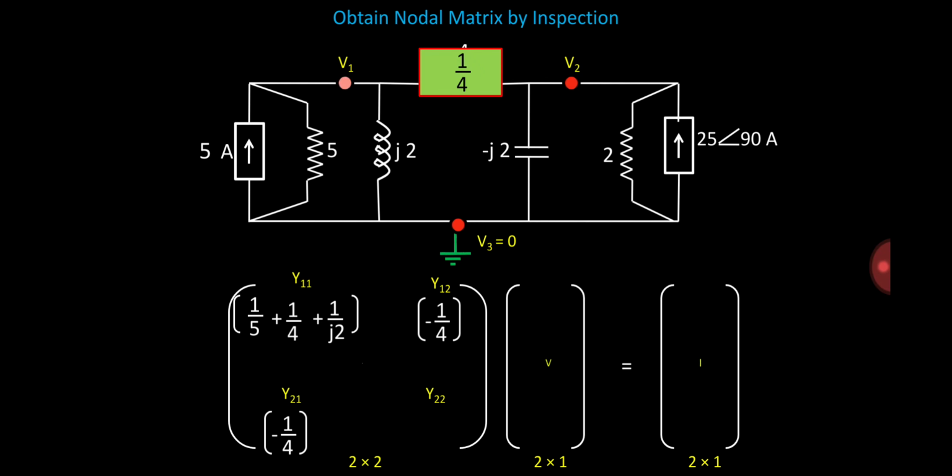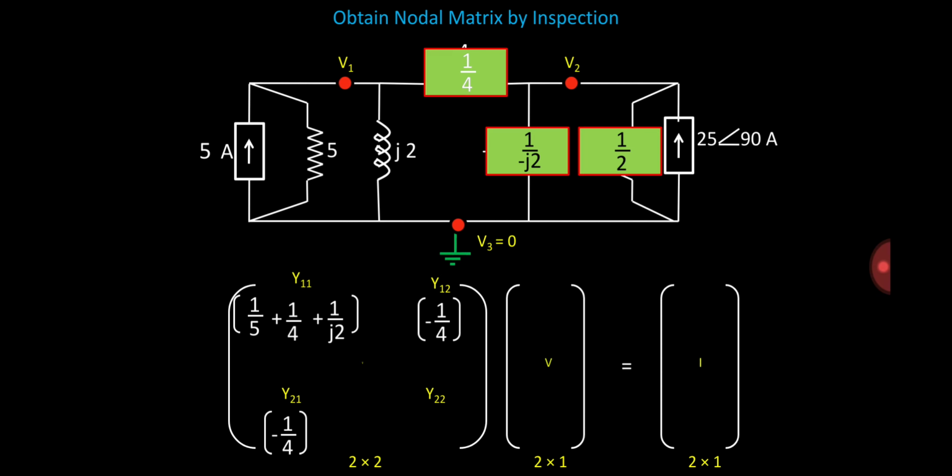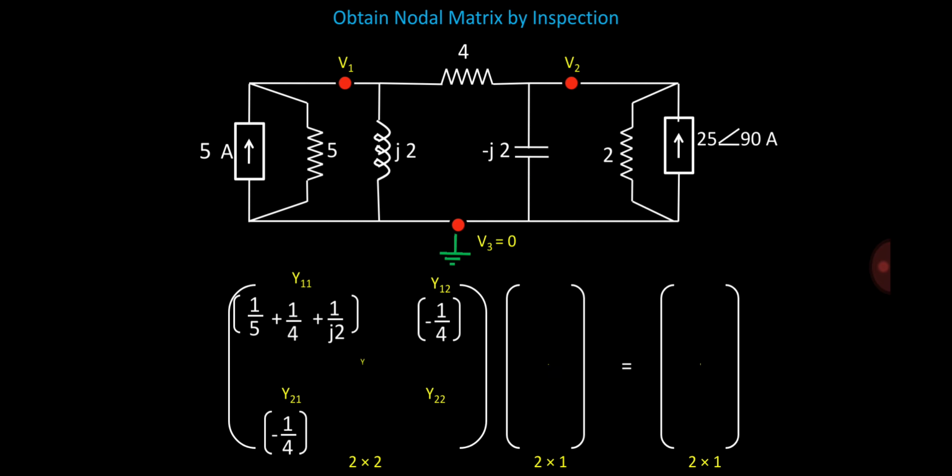Now the next entry is y22. So y22 is again a diagonal entry, and a diagonal entry is a positive summation. So y22 is the positive summation of all the admittances connected to node number 2. First of all, we will identify how many impedances are connected to node 2. We have 3 impedances connected to node 2, that is 2 ohm, then minus j2 ohm, and then 4 ohm. So what is the admittance of this? It will be 1 by 4, then 1 upon minus j2, and then 1 by 2.